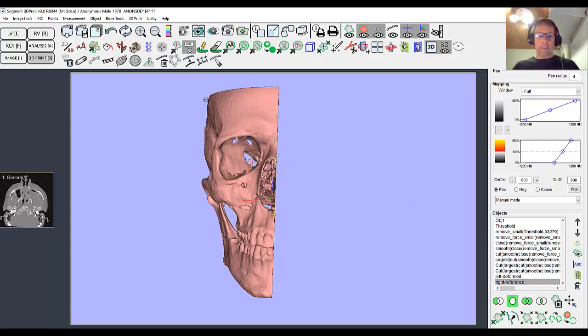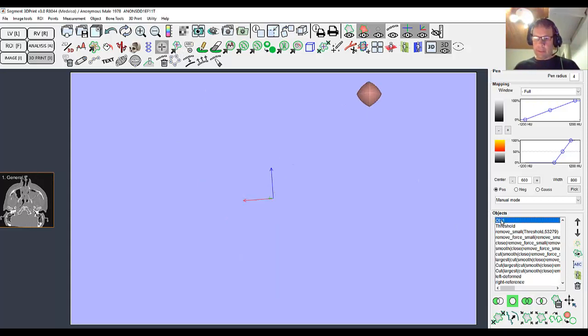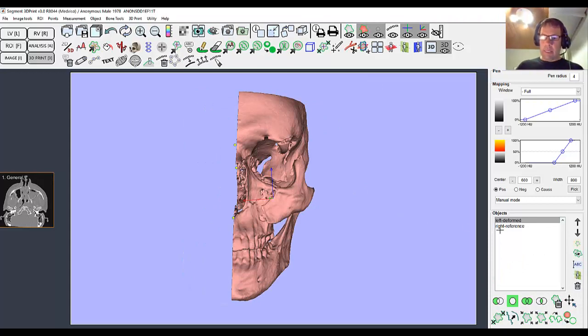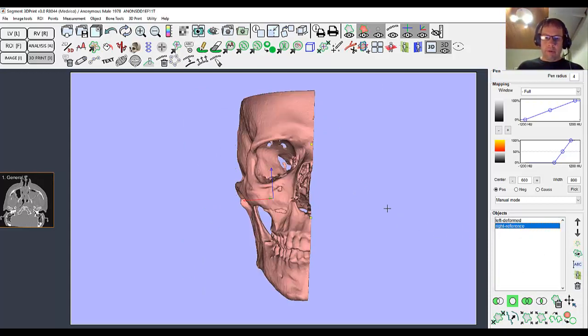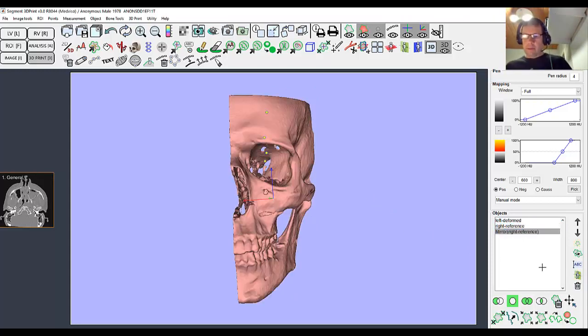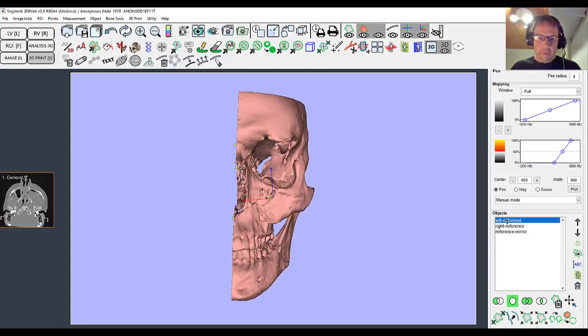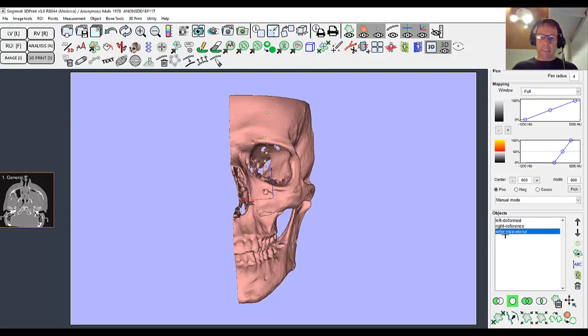And now we can start deleting some objects we don't need anymore. So we don't need all of these. And now we want to create a mirror of the right reference. So we mirror it in the sagittal view. And then we can simply rename it to reference mirror. So now we have the left part, the deformed part, and then the reference mirror that we can use for bending the plates as Per showed. And they are now ready for printing.